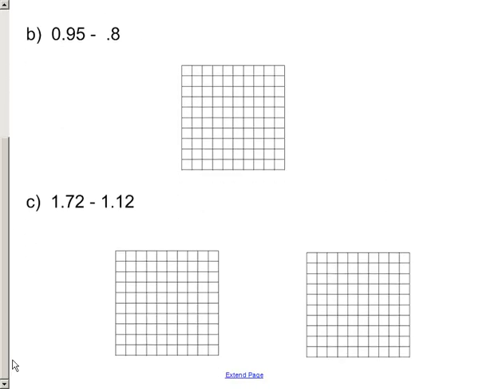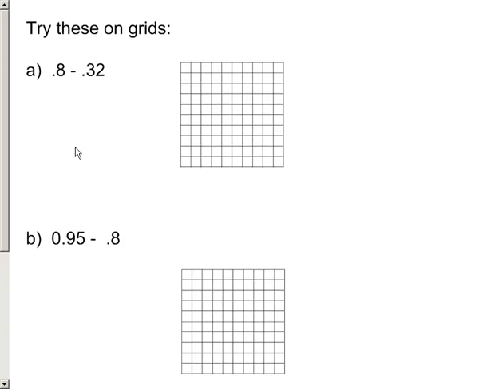All right, let's try that on these grids right here. So go ahead if you want to pause it, do what you can, and unpause it, feel free to do that. All right, so we're going to start with shading in 8/10. That's going to be 8 out of our 10 rows.